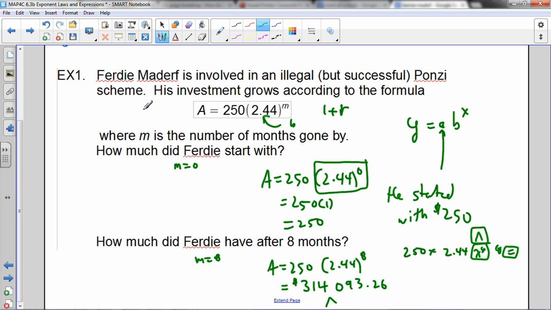Now, I'm not saying this is how much this guy made. I completely made up that formula. But you get the idea of exponential growth. Very, very quick. That's it for the video. Homework short. Have fun.